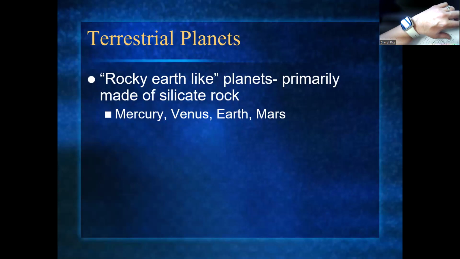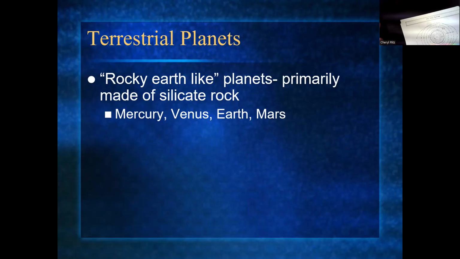And again, these are primarily made of silicate rocks. And if you remember from when we did rocks and minerals, silicate is just any rocks made of silicon and oxygen, which are what most of the rocks on Earth are made of. So those first 4 planets, Mercury, Venus, Earth, and Mars, are referred to as terrestrial planets.